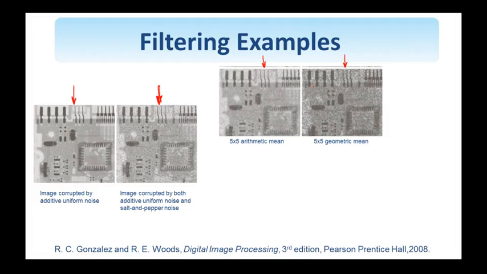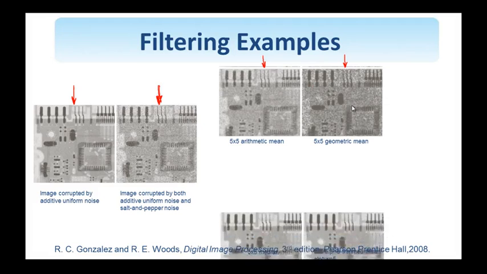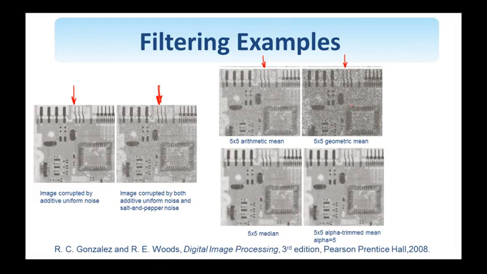Both results are really not that good, not maybe acceptable, and certainly the one by the geometric mean is not good at all. Now if we apply a 5x5 median, we obtain this image, while a 5x5 alpha trimmed mean with alpha equals 5 provides this result. So in this case, both results are considerably better and quite good, and one might even say, by looking at the fine details, that the alpha trimmed mean is slightly better than the median filter.